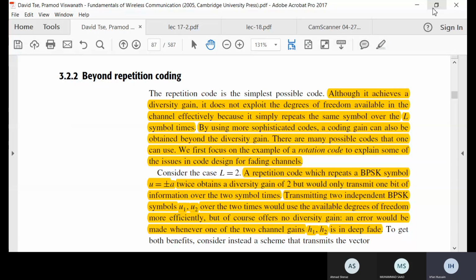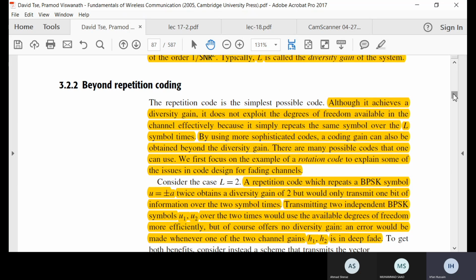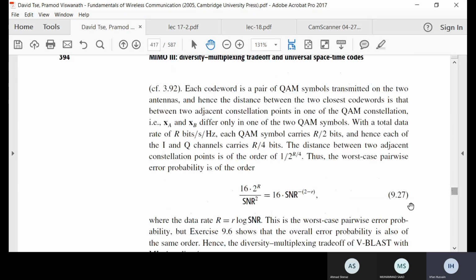We had actually covered reputation coding. Today we will start studying beyond reputation coding. Before I go any further into this section, I would like to go to the appendix.